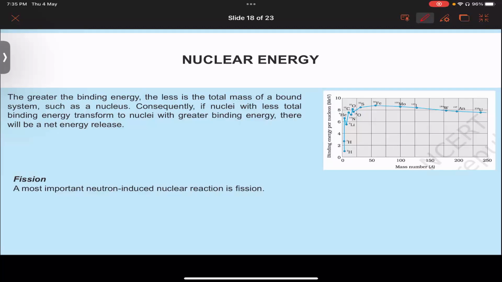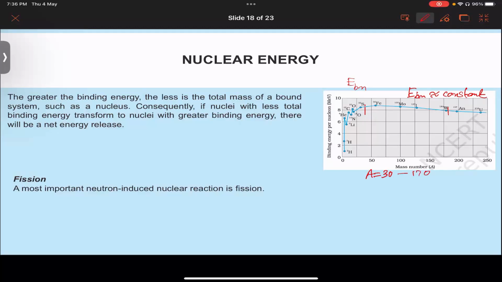We had talked about binding energy in the previous part of this chapter, binding energy per nucleon, EBN. This is the graph of EBN versus the mass number. And we had also said that between 30 and 170, the EBN is almost constant for all the mass numbers between 30 and 170.